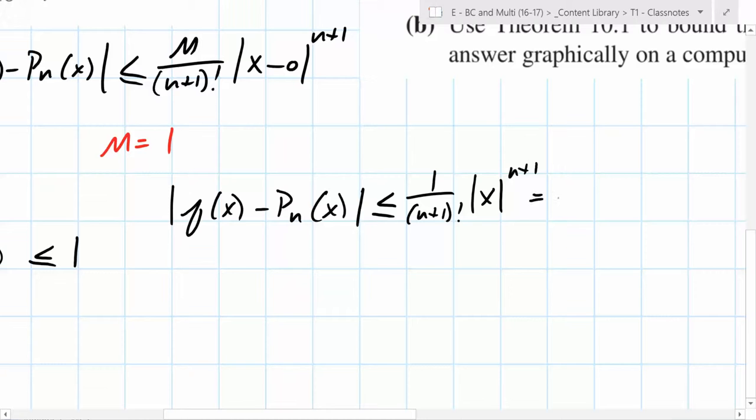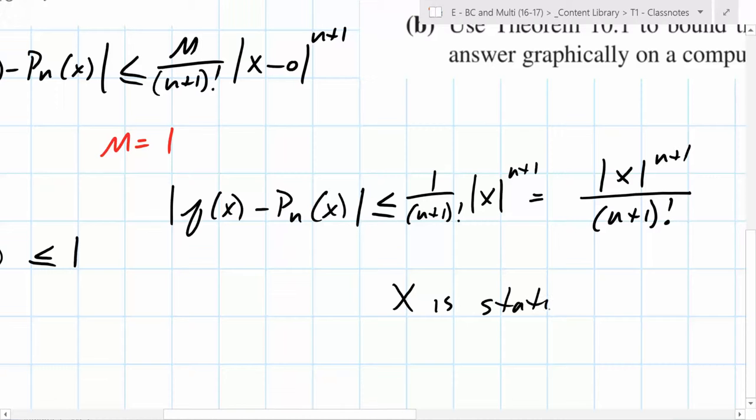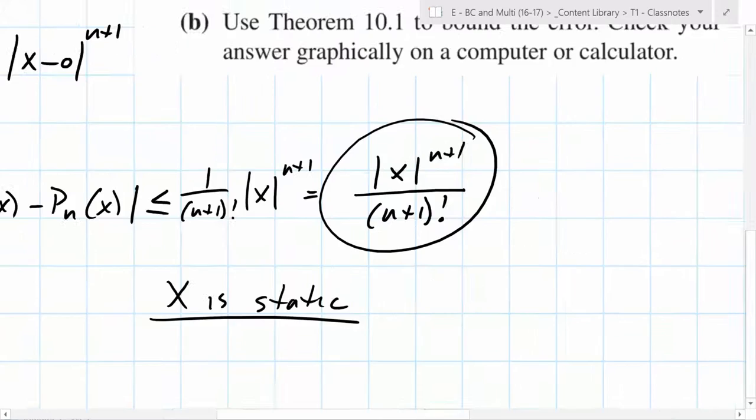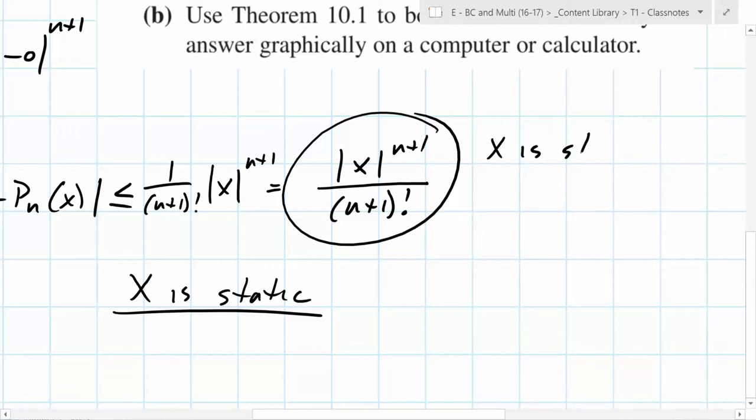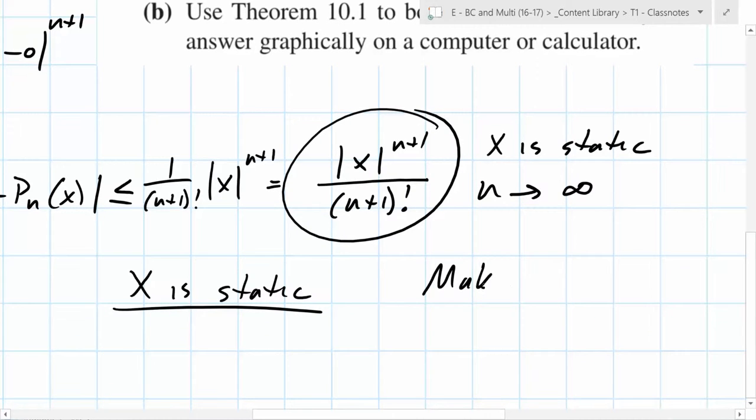So let's simplify this a little bit. What do you end up with? The absolute value of x to the n plus 1, all over n plus 1 factorial. So here's the thing. x is static, right? You choose the x value first. How small can you make this? x is static. n can go where? As big as you want it to go, right? So how small can you make this? You can make this as small as you want.